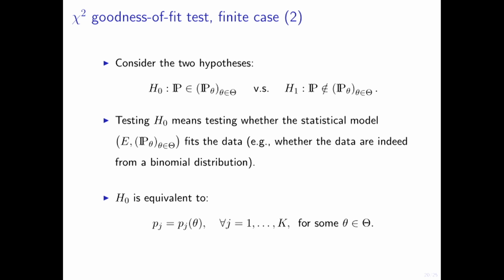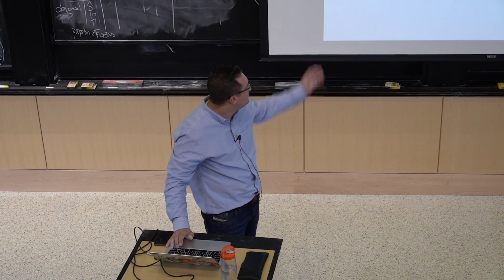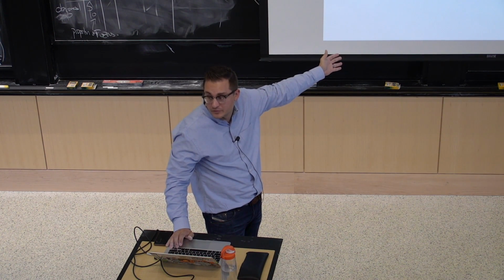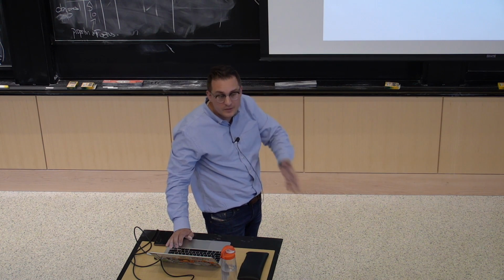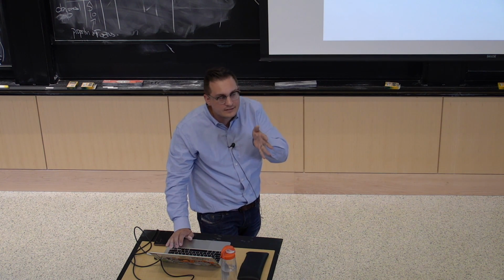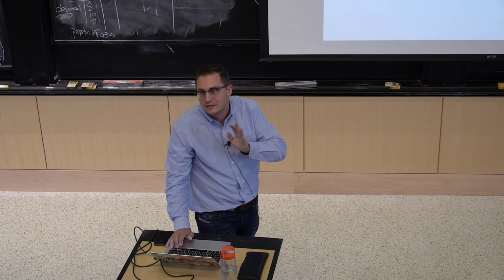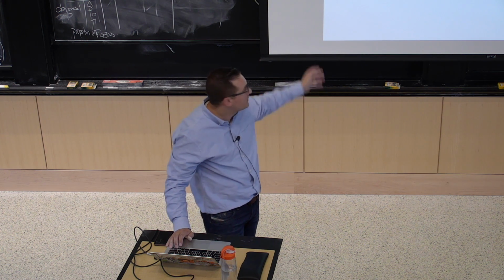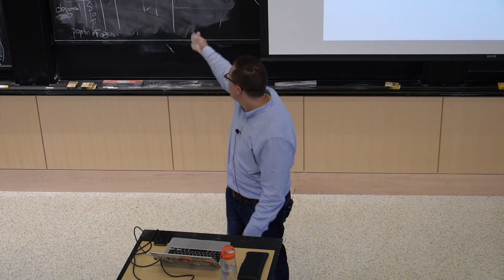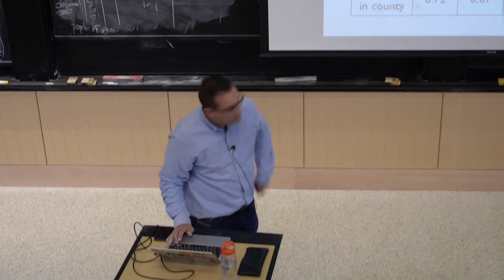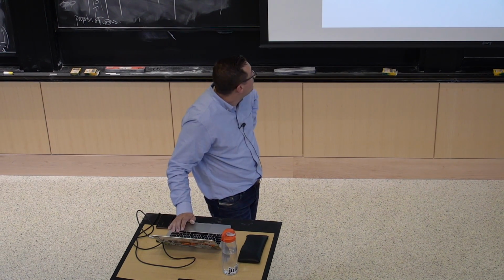And so here, H0 is basically equivalent to testing if the pj's are the pj's that come from the binomial. And the pj's here are the probabilities that I get. This is the probability that I get j successes. That's my pj. That's the j's value here. OK, so this is the example. And we know how to do this.